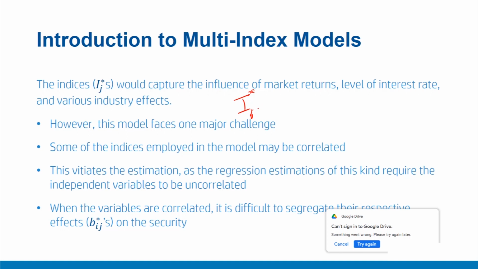While a model of this kind is often employed in the literature, it faces one major challenge. Some of the indices employed in the model may be correlated. This vitiates the estimation, as regression estimations of this kind require all the independent variables, like I1 star, I2 star, and so on, to be uncorrelated. However, when the variables are correlated, it is difficult to segregate their respective effects, that is Bij stars, on the security.